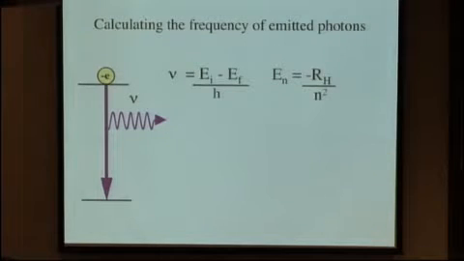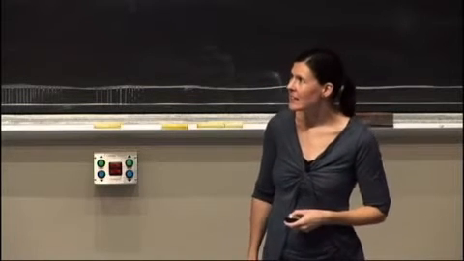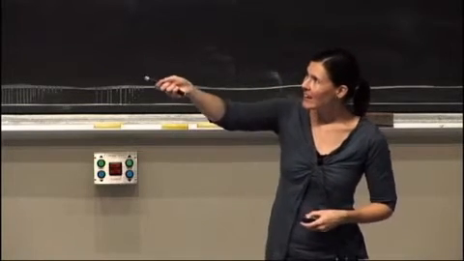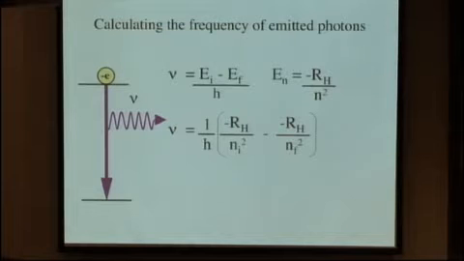And we also have the equation that comes out of the Schrödinger equation that tells us exactly what that binding energy is. That binding energy is just equal to the negative of the Rydberg constant over n squared. So that means that our frequency is going to equal, if we plug in En into the initial and final energy here, 1 over Planck's constant times negative R_H over n initial squared minus negative R_H over n final squared.